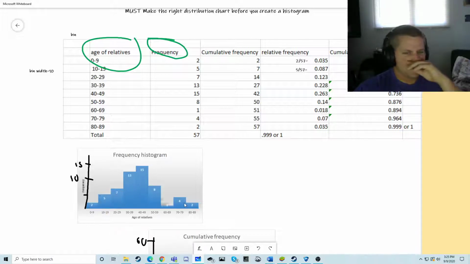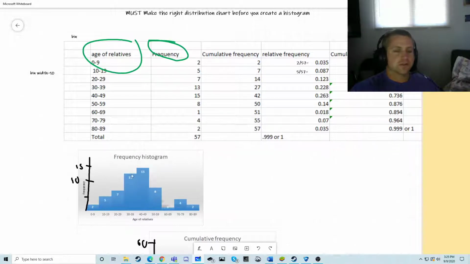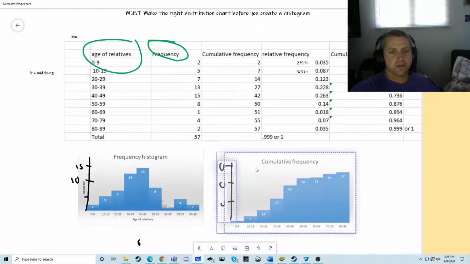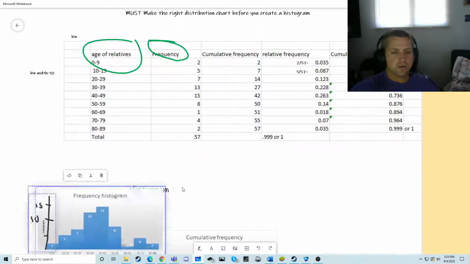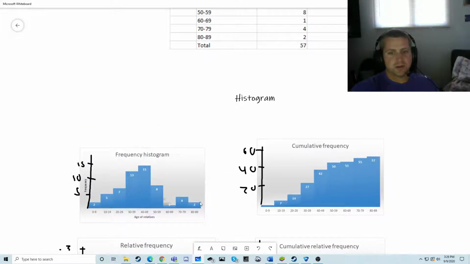This is just a program that I used to help do it, but I forgot to put the axis, of course. So yeah, a frequency histogram shows each number separately. A cumulative frequency shows each one added up. So if the 0 through 9 category is 2, but the second category is 2 plus 5, so that was 7. The third category is 2 plus 5 plus 7, so that's 14. So it never gets smaller because you're just adding everything before it. So cumulative frequency histograms always get bigger.